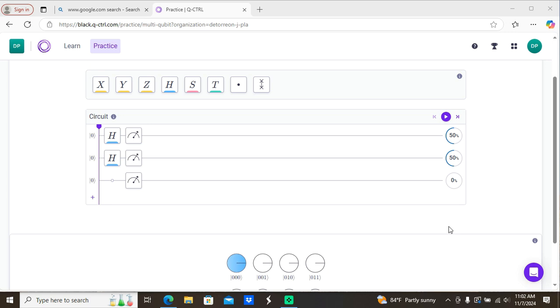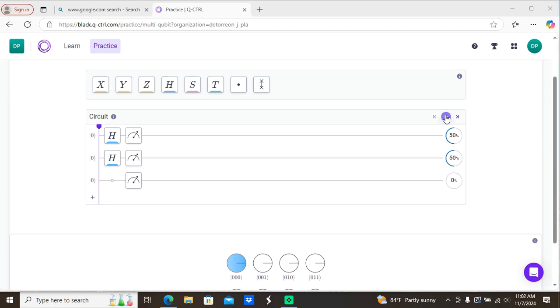Okay, so I got two qubits here. I'm doing multi-qubit gates here. I have a Hadamard gate on the first qubit. I have a Hadamard gate on the second qubit. And I have a measurement gate on each one of these lines, for the first qubit line and then the second qubit line. I have a measurement gate on the third qubit line, but don't worry about that because I don't have a gate on that line, so it's irrelevant.